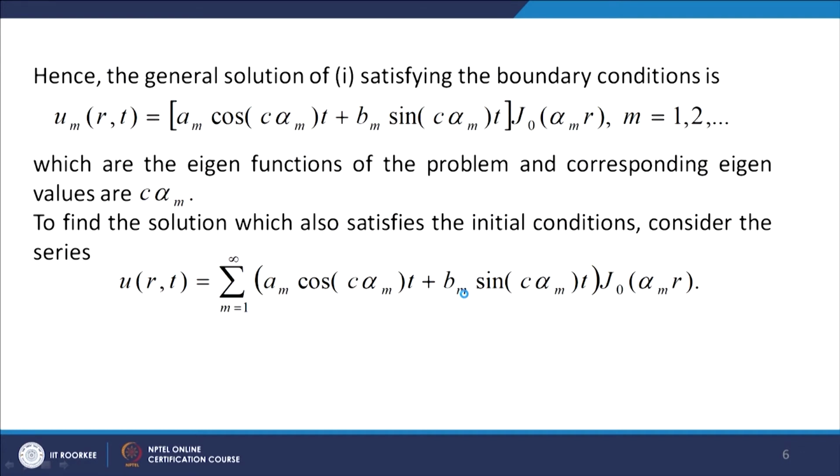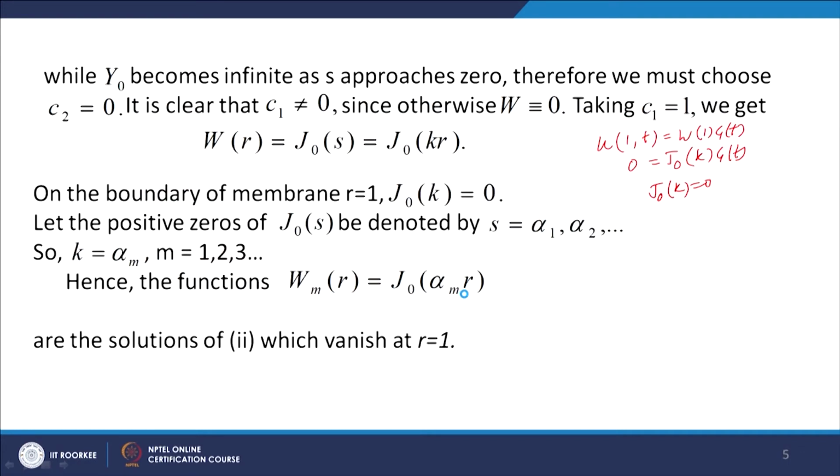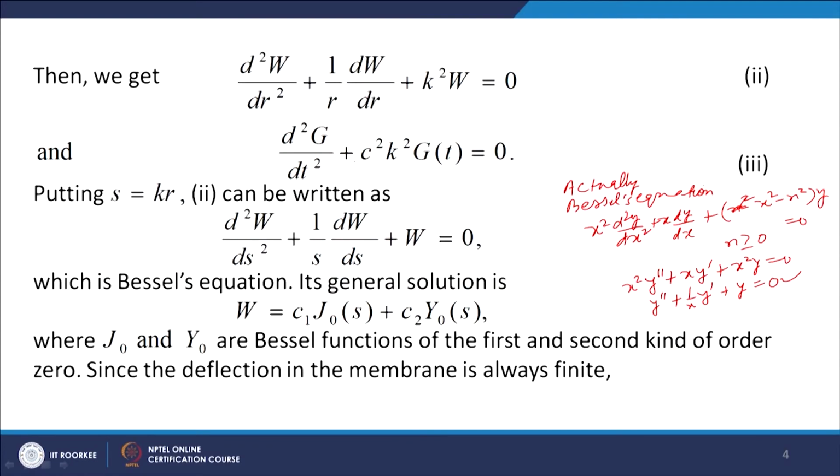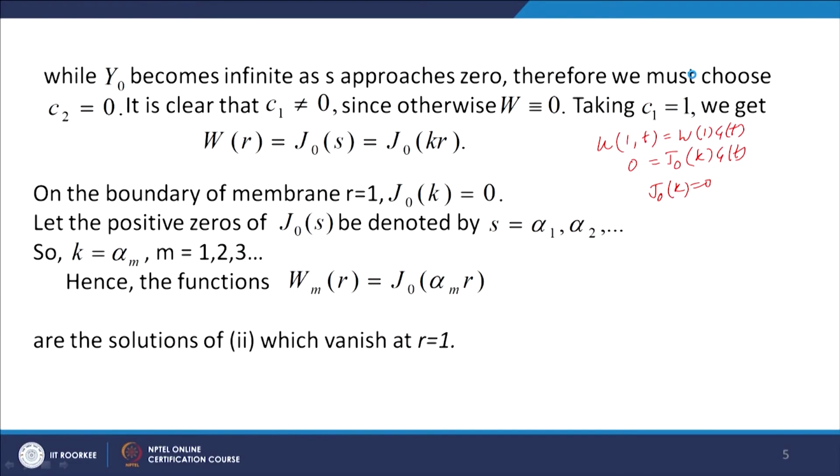Now, hence the general solution of equation 1 satisfying the boundary conditions is, now this part d squared G over dt squared plus c squared k squared G equal to 0. Here we have the auxiliary equation m squared plus c squared k squared equal to 0. Okay, so m equal to plus minus i into ck, and so its general solution is of the type some constant, say a, times cos ckt plus b times sin ckt, and we write that in this form.